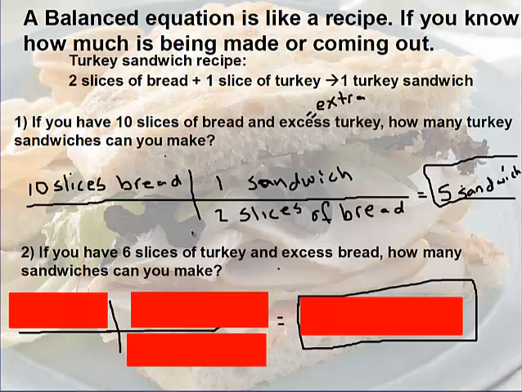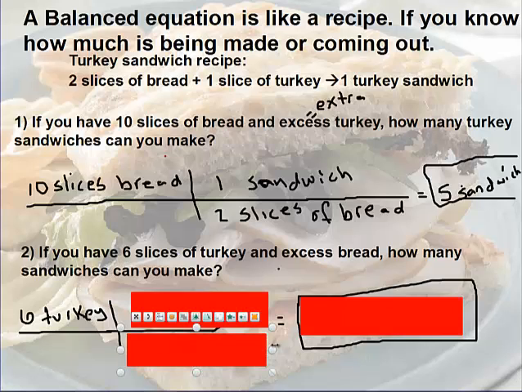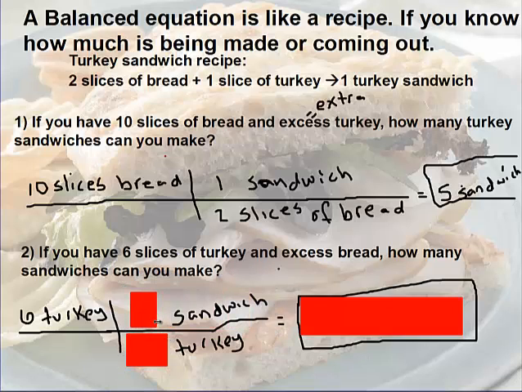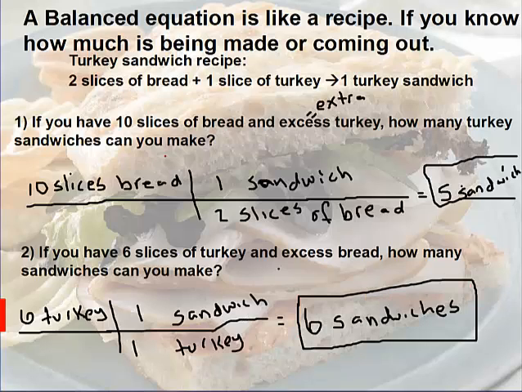For number 2, it says that we have 6 slices of turkey. So that's what we're going to start with, 6 turkey. And excess bread. Remember, excess is extra. So we're trying to convert our 6 slices of turkey to sandwiches. So if we have turkey on top, we're going to have turkey on bottom. And we're converting to sandwiches. And now our ratio. We have 1 slice of turkey for every 1 sandwich. Multiplying and dividing across, we get 6 sandwiches.